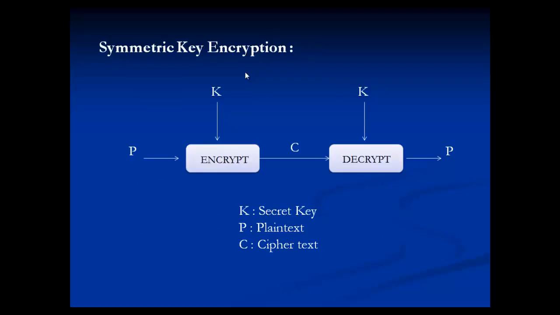We can see that in the figure. We have plain text and we are encrypting the plain text using some key K, generating the ciphertext, and sending it to the destination. The destination party, in order to see the plain text, has to use the same key, and this is symmetric key encryption.